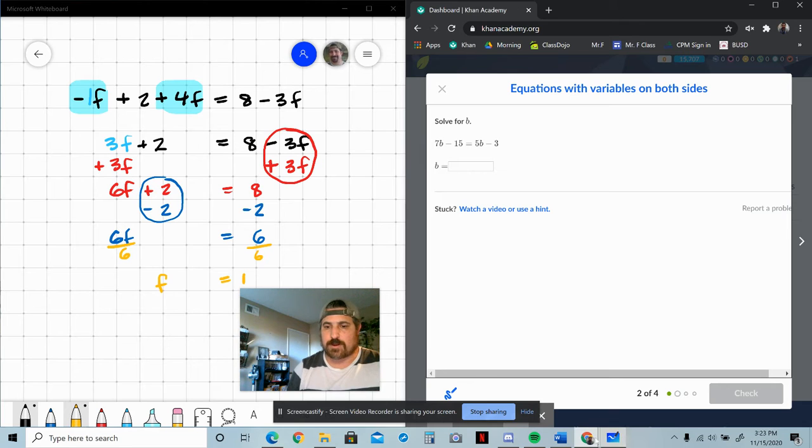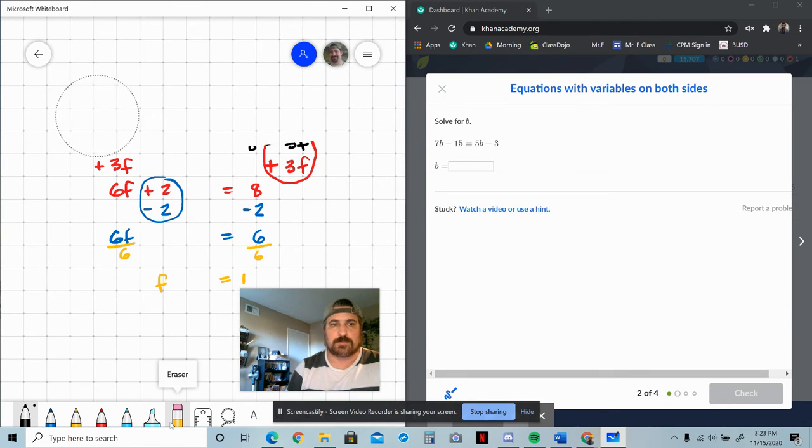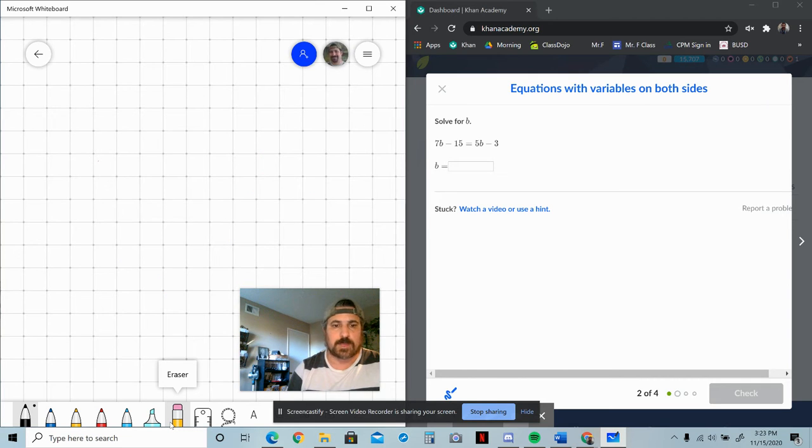Okay, so for this next problem here, we're going to just erase all this work. Bye-bye work. And we'll start again. All right, so it says 7b minus 15 is equal to 5b minus 3. So we're trying to, once again, simplify left and right side. There's nothing to simplify here. Both sides are already simplified as far as you can.